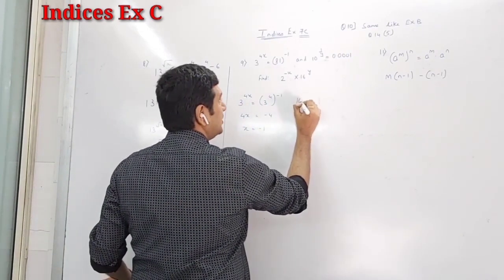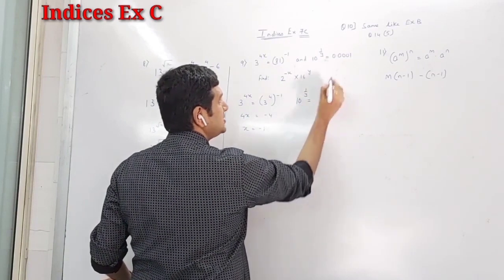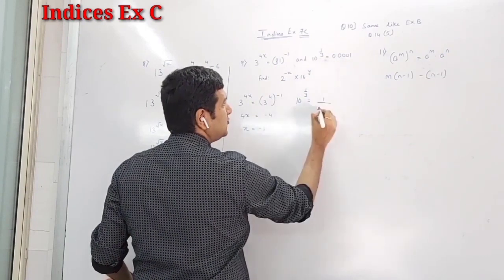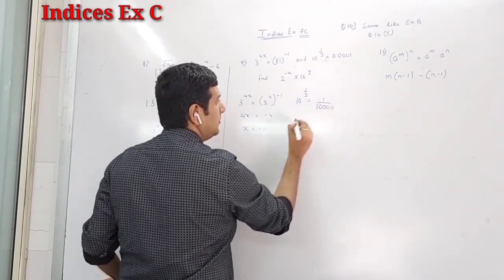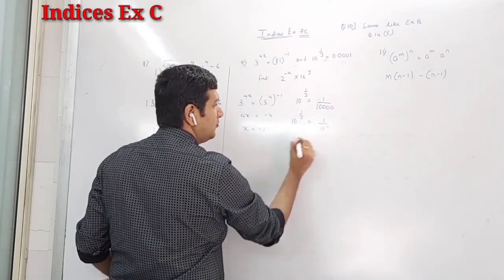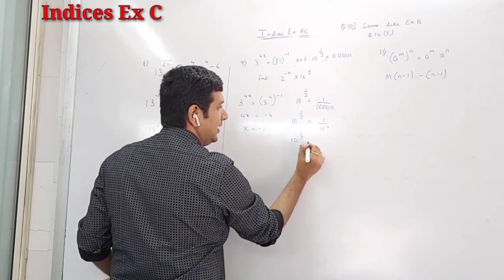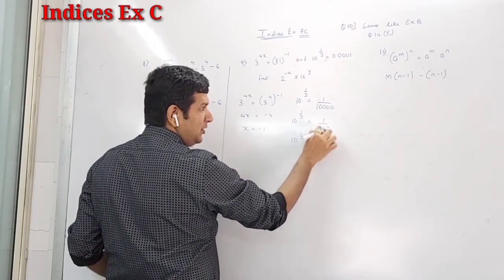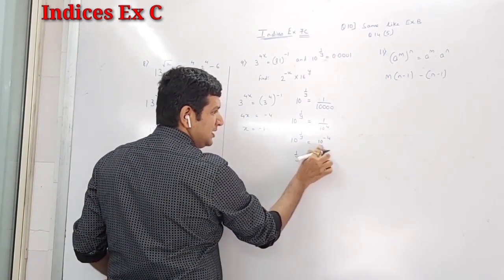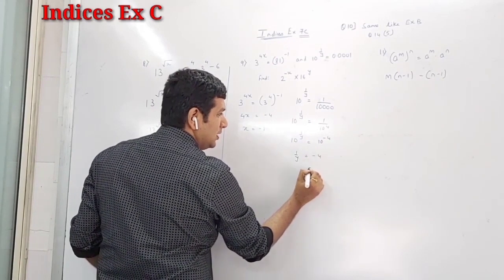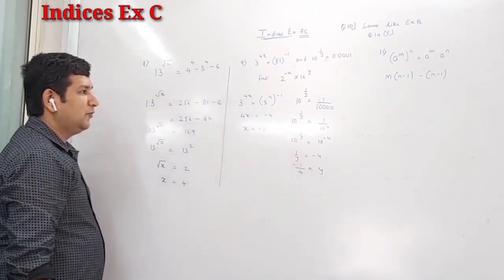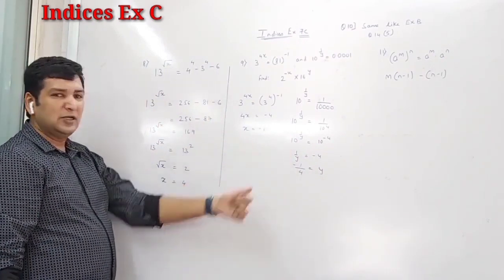Similarly, 10 raised to 1 upon y is 0.001. That is nothing but 1 upon, how many zeros? 4. So 1, 2, 3, 4. 10 raised to 1 upon y is nothing but 1 upon 10 raised to 4. Obviously we get the same base after reciprocal, this will be 10 raised to minus 4. So 1 upon y, bases are same, equals to minus 4. So y equals to minus 1 upon 4. So now we have the value for x also and for y also.